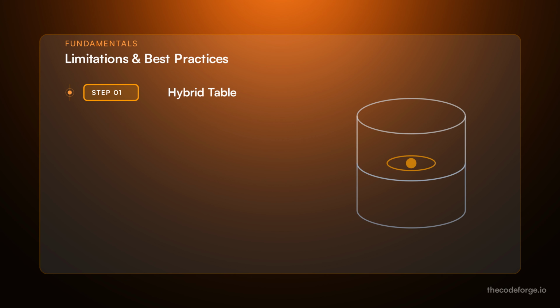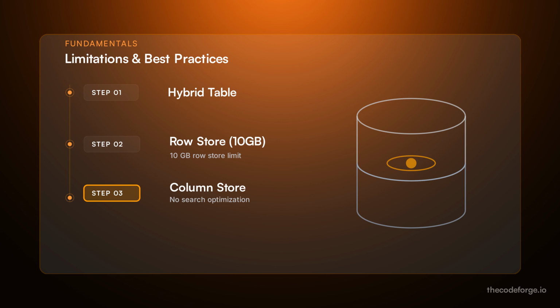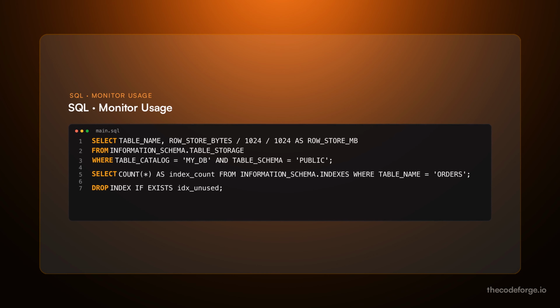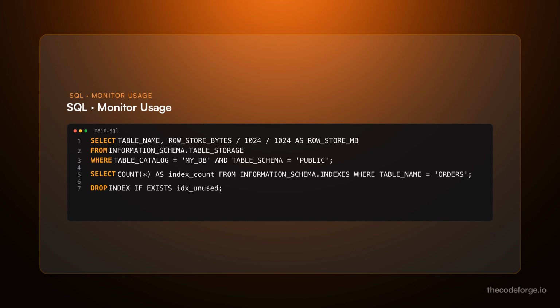Hybrid tables have a 10 GB row store limit and a maximum of 10 indexes. They don't support search optimization or materialized views. Monitor usage and drop unused indexes. Use information schema to monitor row store size and index count. Drop any unused indexes to avoid write overhead.